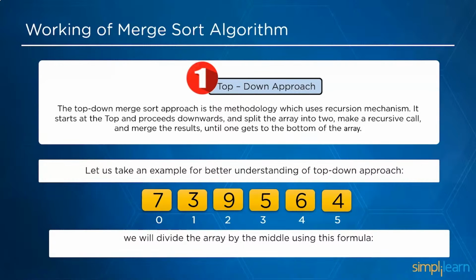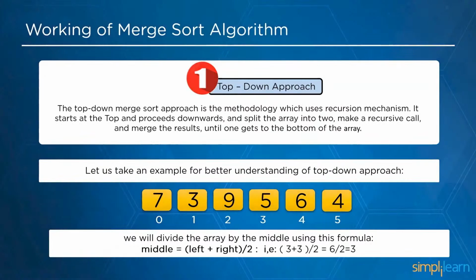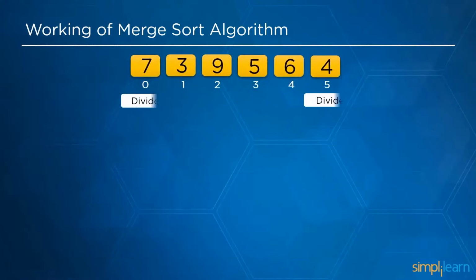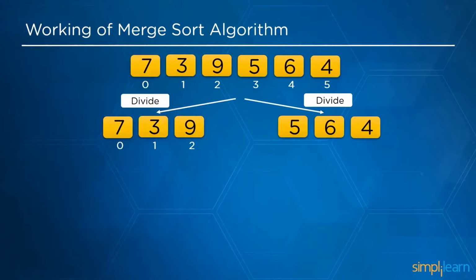For a better understanding of the top-down approach method, consider the following scenario right here on my screen. We have an example of an array of size 6 consisting of elements 7, 3, 9, 5, 6 and 4, starting with 0 and ending with 5. Using the following formula, we'll divide the array by its middle. That is, middle is equal to (left plus right) divided by 2. We have 3 elements on the left and 3 elements on the right near the middle.